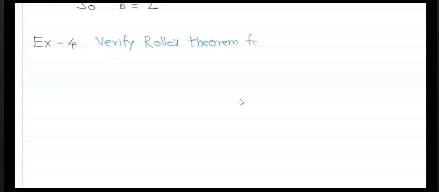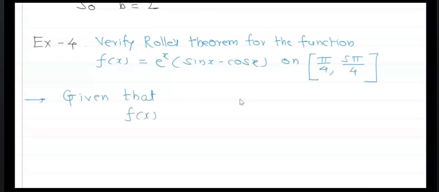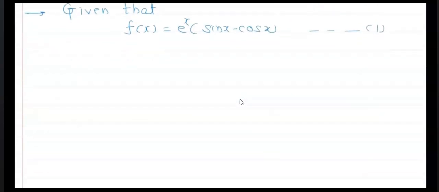Verify Rolle's theorem for the function f of x is equal to e raised to x in bracket sin x minus cos x, on the closed interval pi by 4 to 5 pi by 4. Given that f of x is equal to e raised to x in bracket sin x minus cos x.